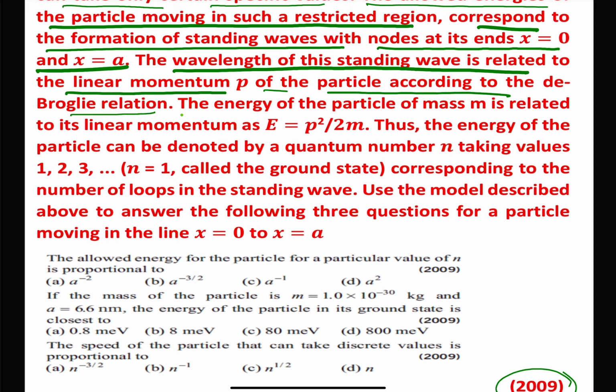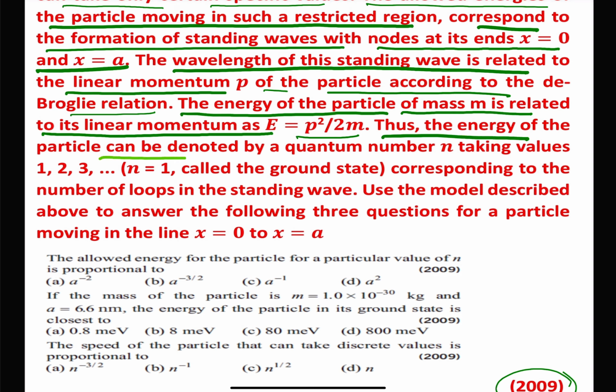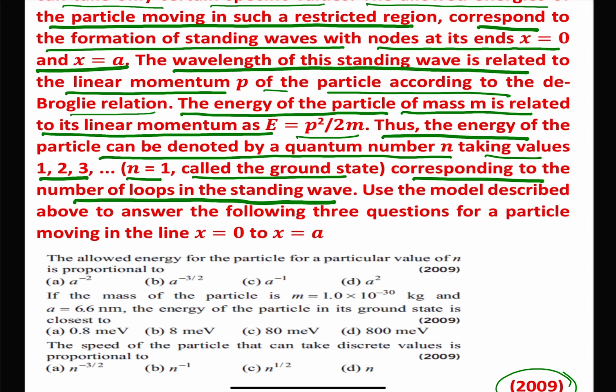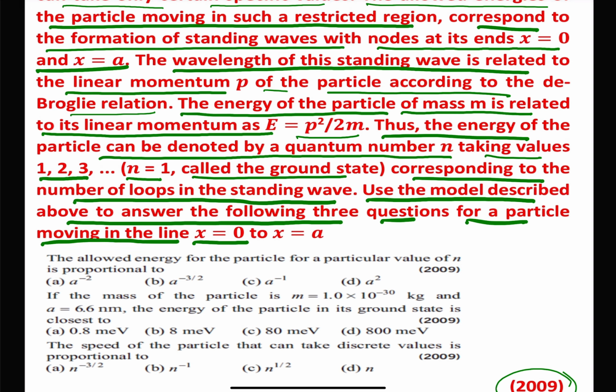The energy of the particle of mass m is related to its linear momentum as E is equal to p square upon 2m. Thus, the energy of the particle can be denoted by a quantum number n taking values 1, 2, 3, where n equal to 1 is called the ground state, corresponding to the number of loops in the standing wave. Use the model described above to answer the following 3 questions for the particle moving in a line x equal to 0 to x equal to a.